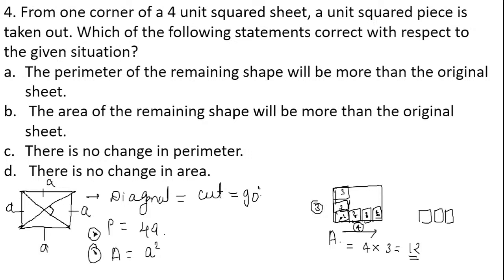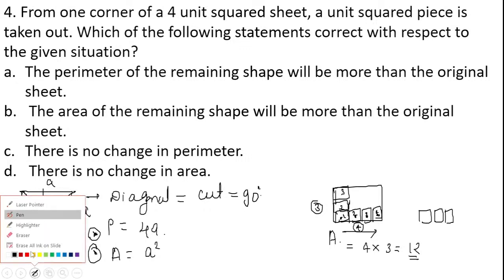So in case of a square shape, you have to remember three important things: that the diagonals are going to cut each other at 90 degrees, the perimeter is equal to 4a, and the area is equal to a square. Now based upon these things only, you have to answer the above question.